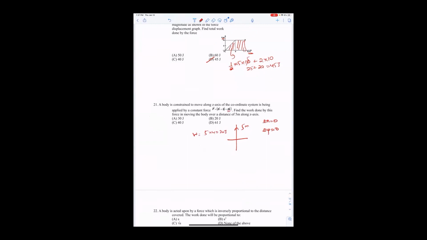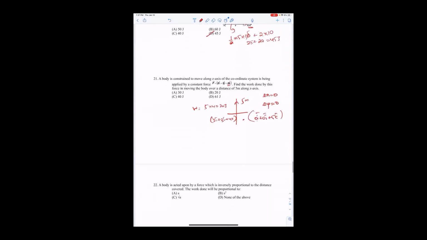Or we can write the displacement as 0 I cap plus 0 J cap plus 5 K cap, and do the dot product with the force. So it is F dot S, where F is 2I plus 3J plus 4K. Doing the dot product, these two become 0, and 5 4s are 20.